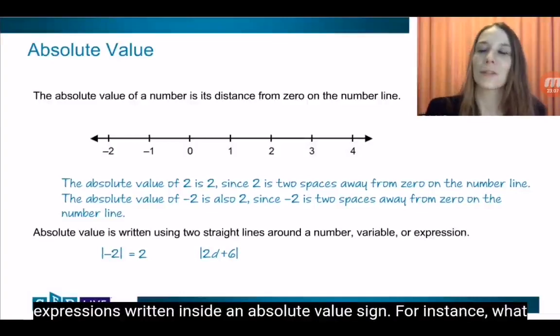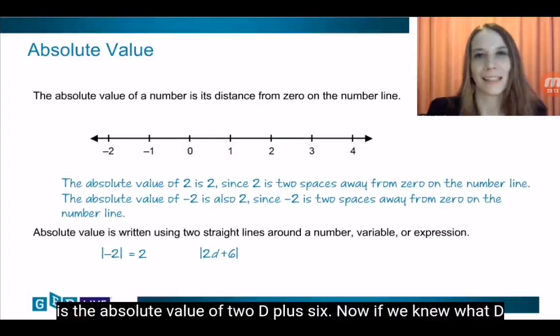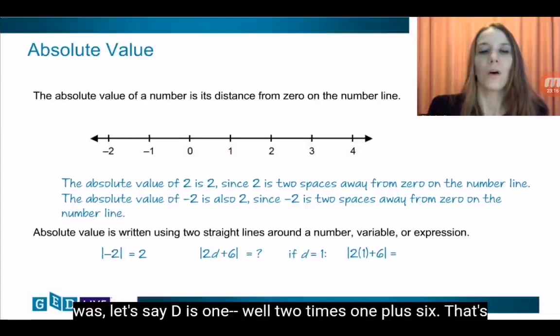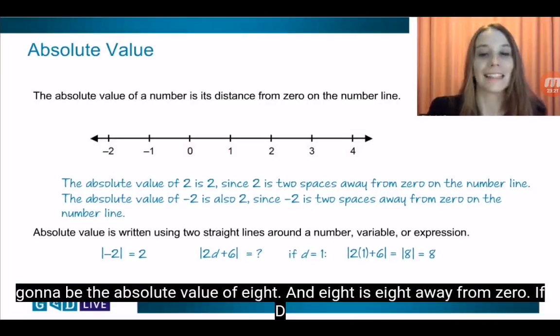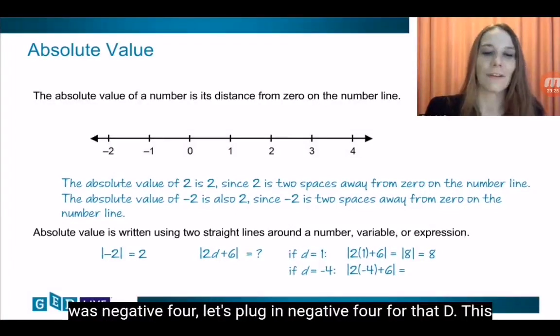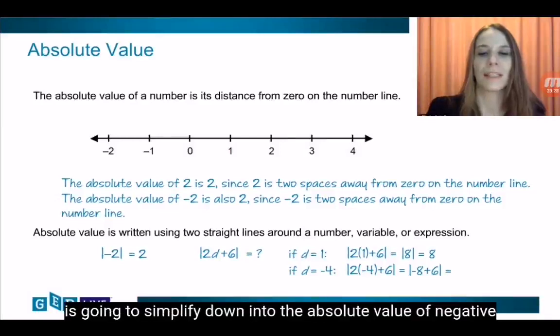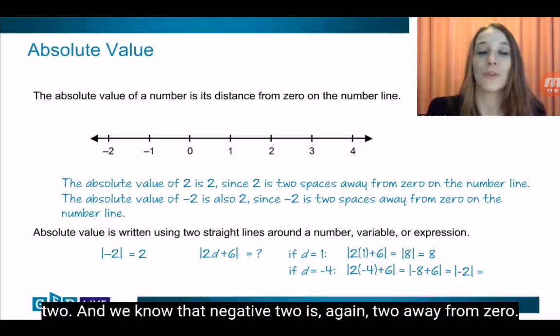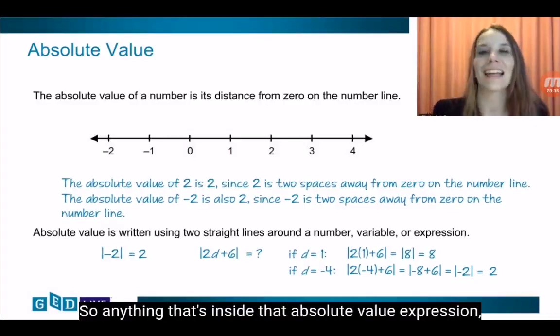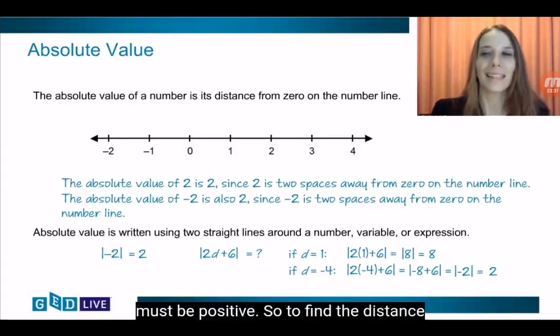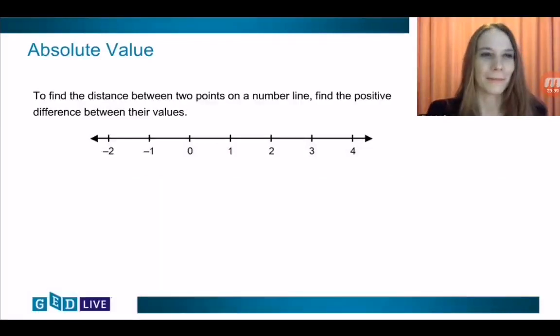Now you can also see expressions written inside an absolute value sign. For instance, what is the absolute value of 2d plus 6? Now, if you knew what d was, let's say d is 1. Well, 2 times 1 plus 6, that's going to be the absolute value of 8, and 8 is 8 away from 0. If d was -4, let's plug in -4 for that d. So this is going to simplify down into the absolute value of -2. We know that -2 is, again, 2 away from 0. So anything that's inside that absolute value expression must be positive.